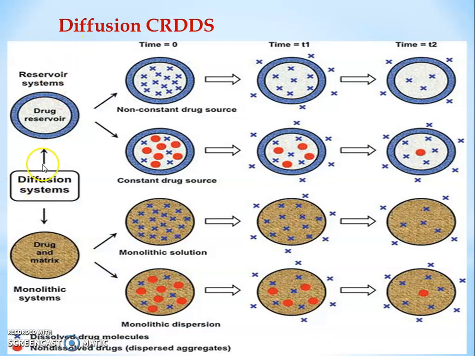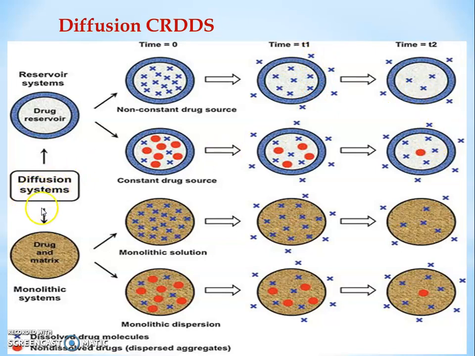So this is the diffusion system. It is divided into two types. First is the drug reservoir system, where the drug is encapsulated by the use of polymers. Hydrophobic polymers may be used. When such systems come in contact with water, the water or fluid may enter through the system, and the drug present inside the system gets dissolved and diffuses slowly through this polymeric membrane in a slow manner for a prolonged period of time.